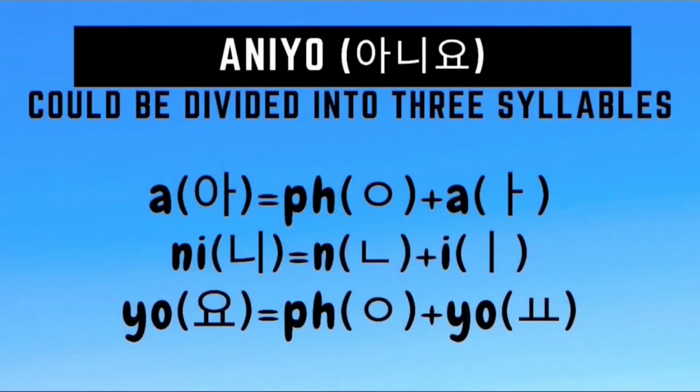How do you write aniyo in Hangul? This is composed of 3 syllables. For the first syllable a, we need to draw first a no sound ieung followed by an a character. For the second syllable ni, we need to draw first a nieun character followed by an i character.